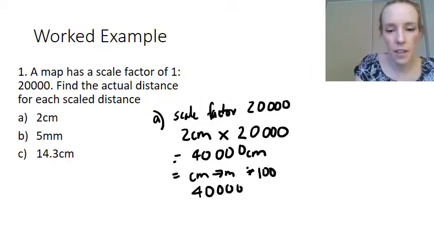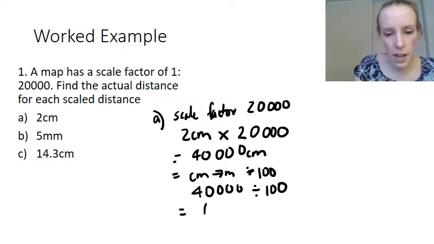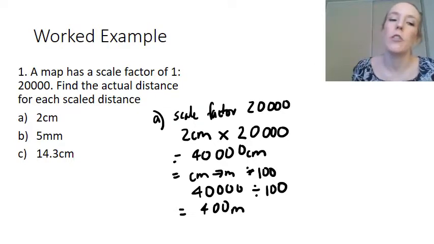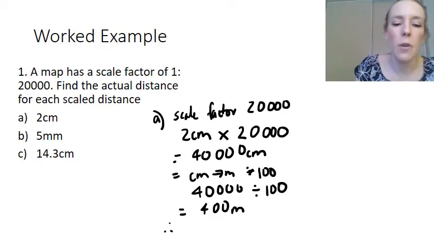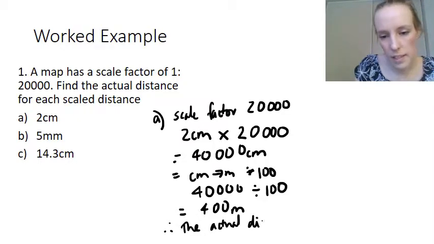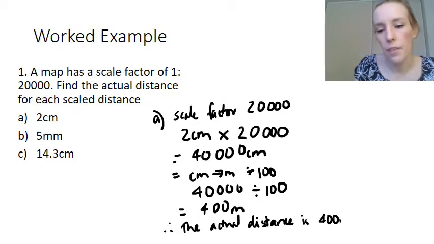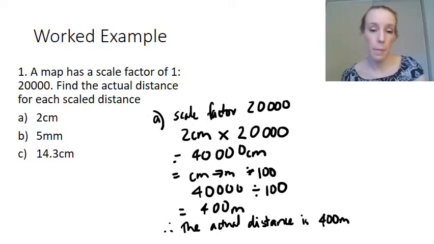So 40,000... 20,000 divided by 100 equals 400 meters. So our answer would be 400 meters. So then we just write, therefore, the actual distance is 400 meters. And that's a unit that actually makes a little bit more sense.